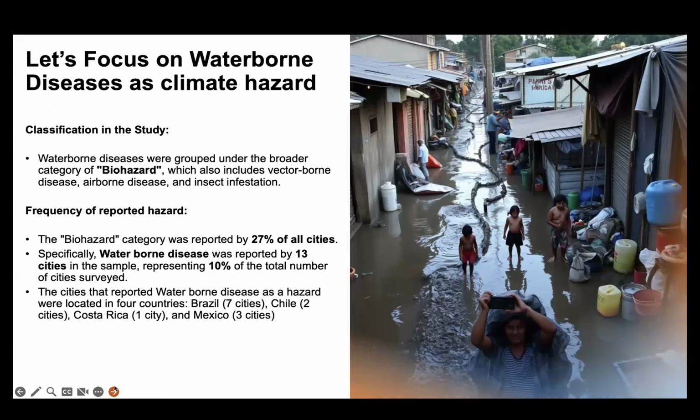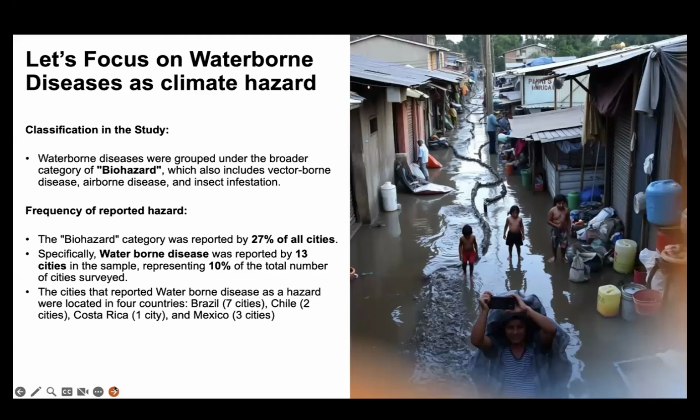Now let's focus on waterborne disease as a climate hazard. Here we combine vector-borne disease, airborne disease, and insect infestations. I was even thinking about the general presentation and how the terminology and grouping work, but this is how we decided to group it.